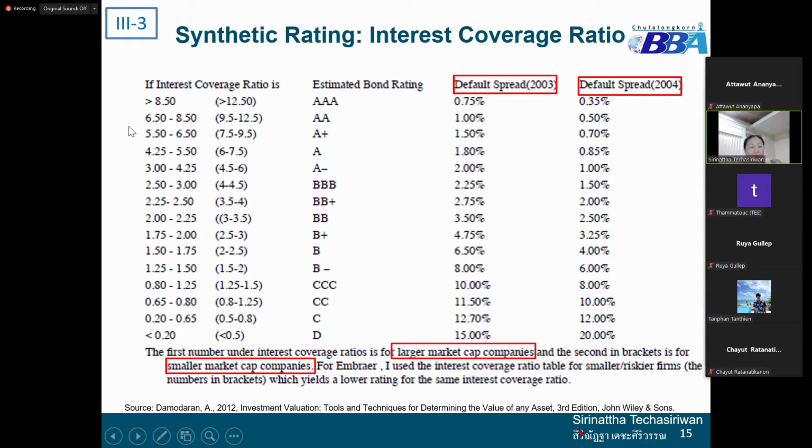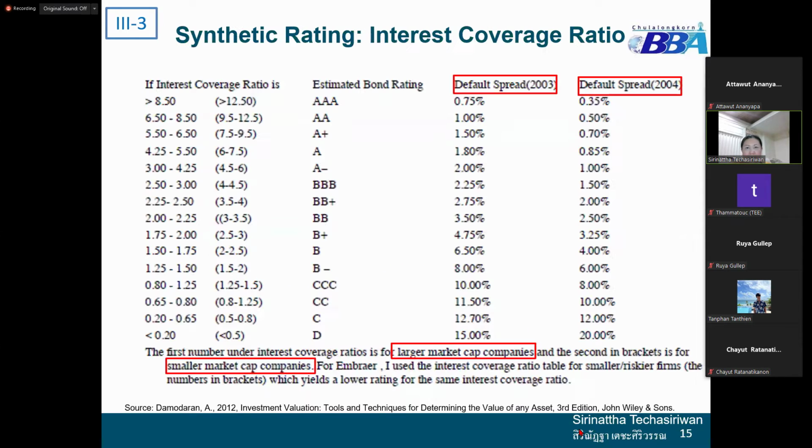For example, if for the company that you want to synthesize the rating, you estimate the interest coverage ratio at 4, right? Then you should look at other companies with debt issues with interest coverage at 4. What is the rating? That's how you do it. Okay, so this is the synthetic rating based on mapping of the interest coverage ratio.